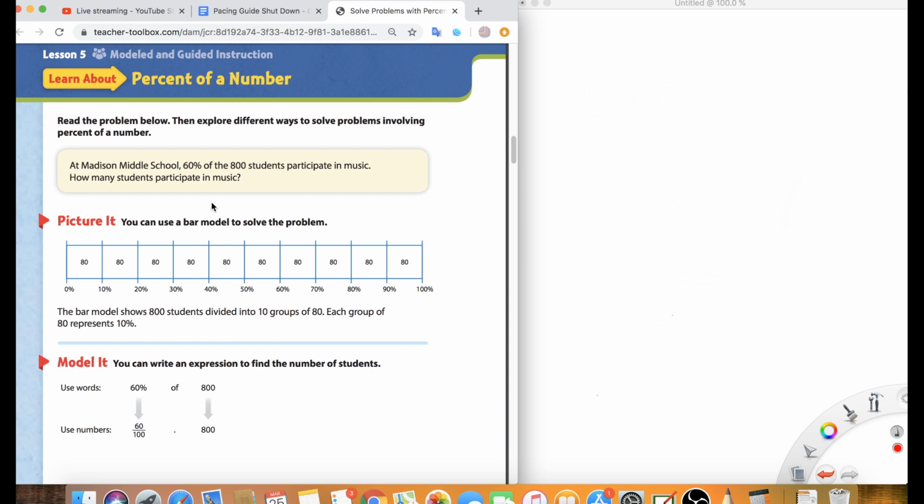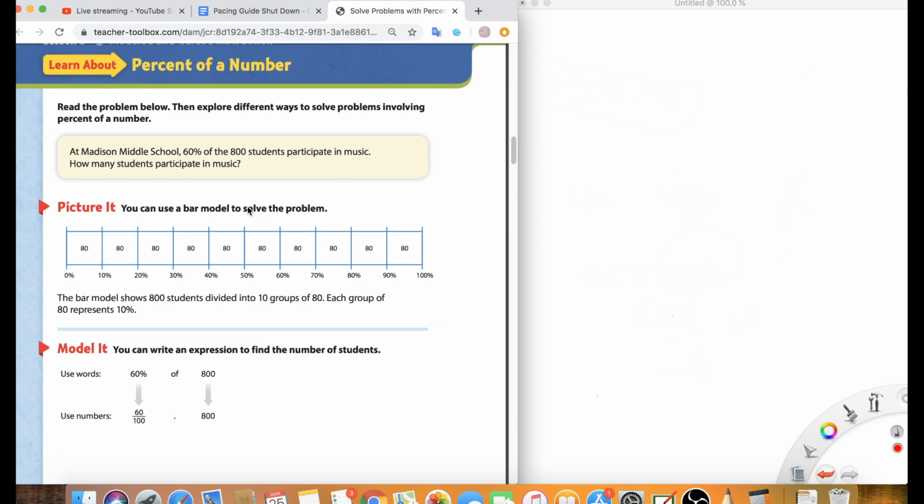Right here, it's saying 60% of the 800 students participating in music. There's 800 students in total. 60% of those students is what we're trying to find out. Right here, they actually make you put the 800 students equal 100%. They don't put 800 on top, but if you skip count by 80s, 1, 2, 3, 4, 5, 6, 7, 8, 9, 10, and you multiply by 10, you get 800. So this would be 800 students. And I want you to find how much 60% is, which would be around here.